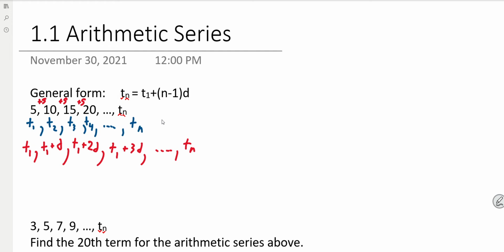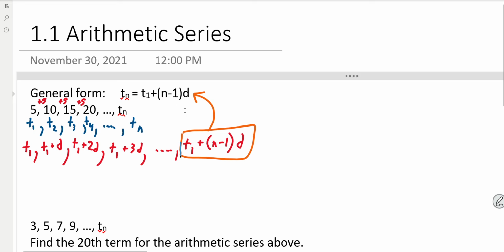Now, how do we get Tn? Well, that number in front of the D, instead of a 1, 2, or 3, is n minus 1. Whatever term n we want, that number minus 1 gives us the multiple of D. So this here is our general form for Tn. So this is where it's coming from.